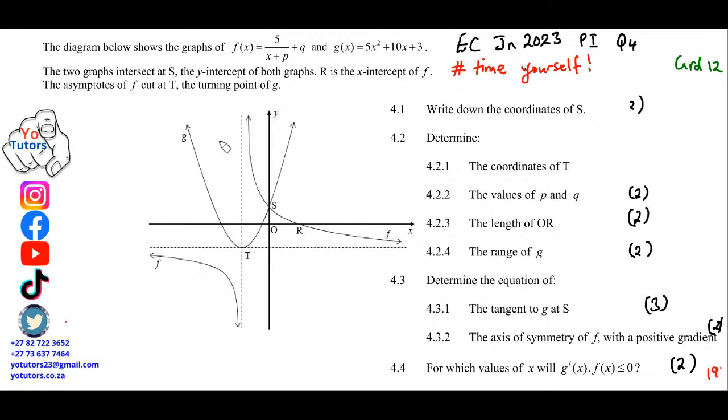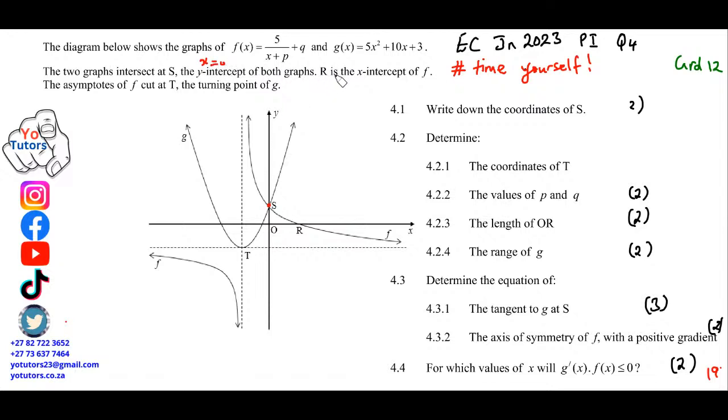Okay, let's look at this question here. It's a parabola and a hyperbola. The question is saying the diagram below shows the graph of f of x, which is 5 over x plus p plus q, and g of x, 5x squared plus 10x plus 3. The two graphs intersect at S. That's the point of intersection, which is the y-intercept. So always remember y-intercept, x is equal to 0.